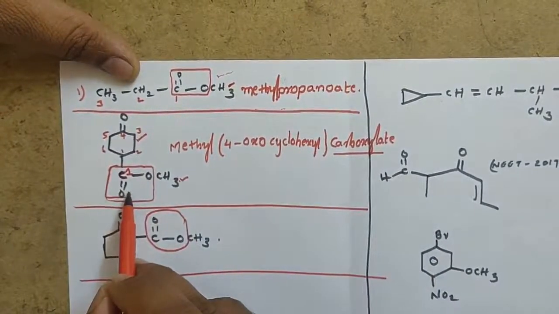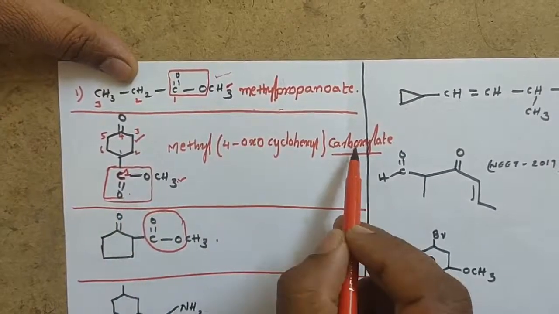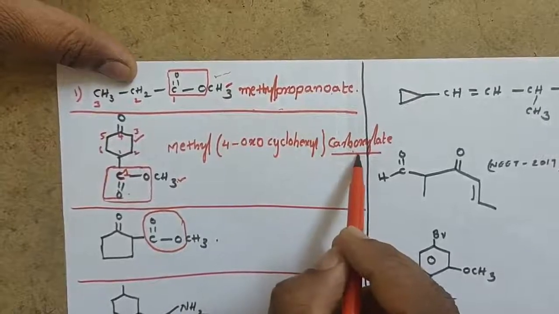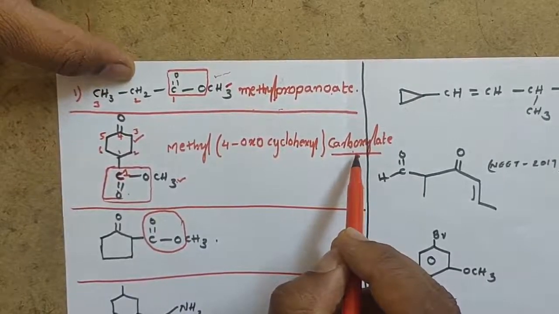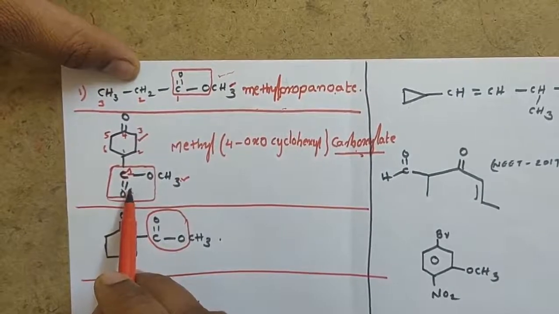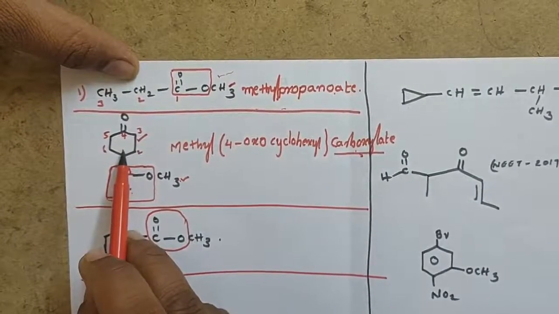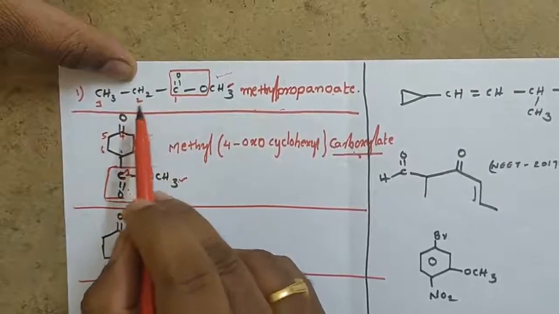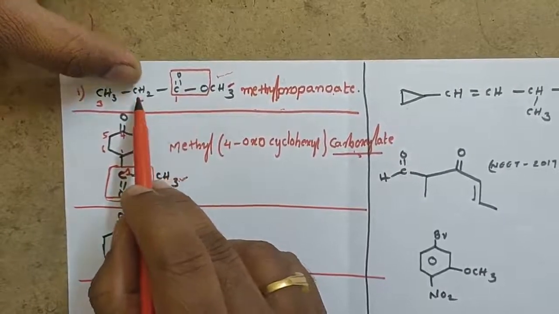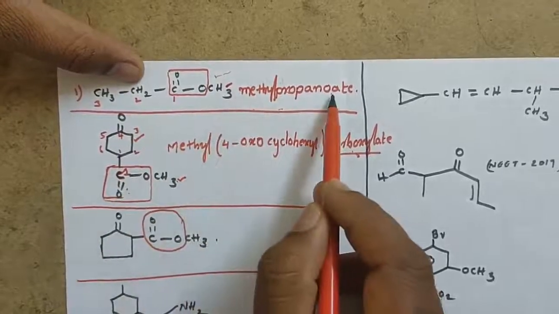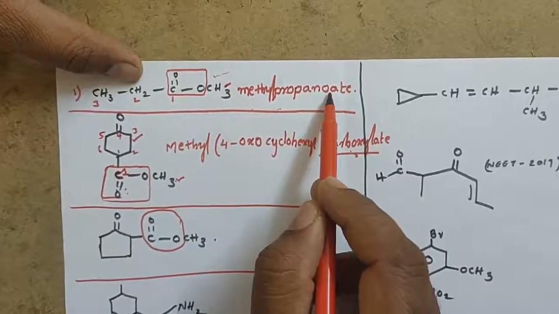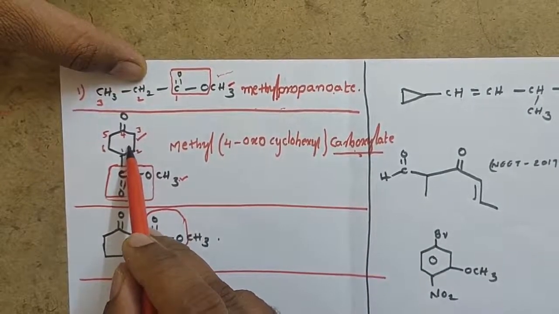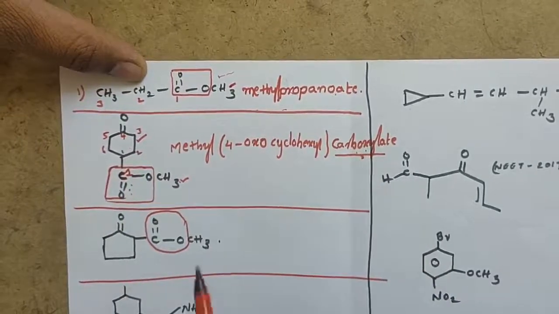But here also a functional group is present, the ester, but what suffix are we using? Carboxylate. Why are we using carboxylate here and not oate? The only reason is that here the ester functional group is present in a cyclic ring. When the ester functional group is present in an open chain, we have to use oate as the suffix. But when the ester functional group is present on a cyclic ring, that is called carboxylate.